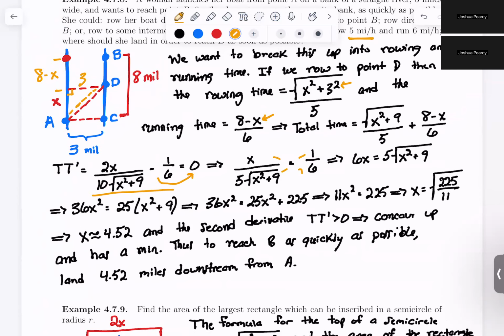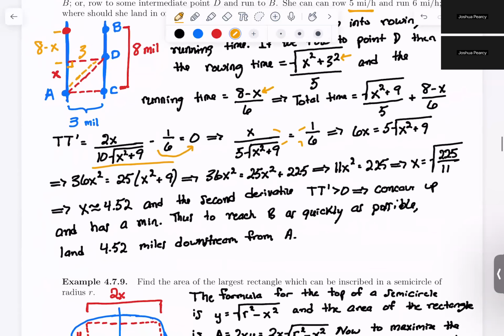And if I do that, I get 6x equals 5 times the square root of x squared plus 9. Now I can square both sides, and once I square both sides, I'll get rid of that square root. I'll arrive at 36x squared equals 25x squared plus 225. Now I can subtract the 25x squared to this side, and I'll get 11x squared equals 225.